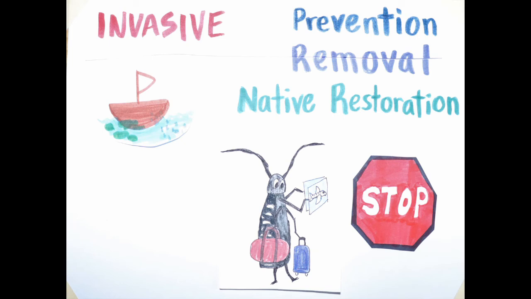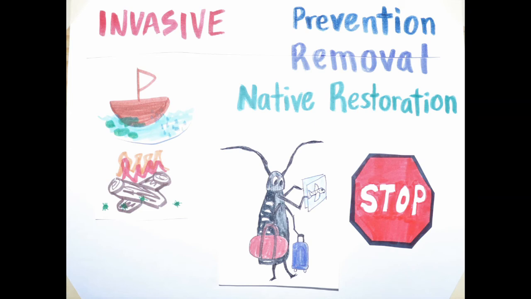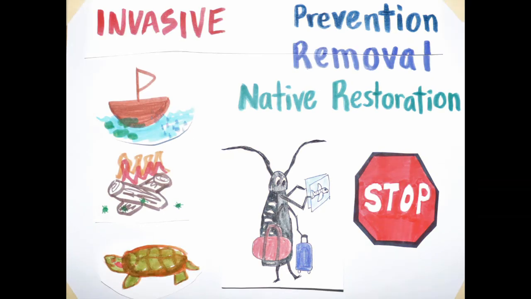Make sure to always clean your boat before taking it to different bodies of water. When camping, don't transfer firewood between parks to prevent the potential spread of invasive insects. Don't release exotic pets. Pets like the red-eared slider will take over a pond, outcompeting native turtles.